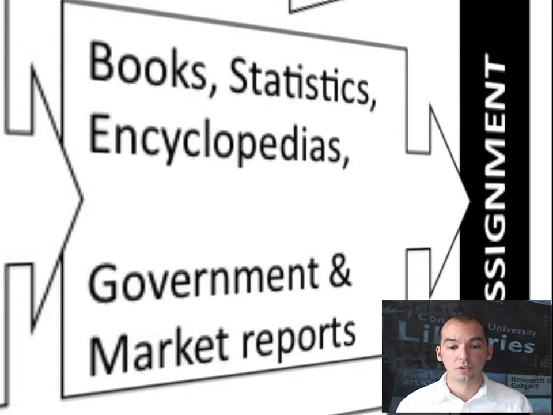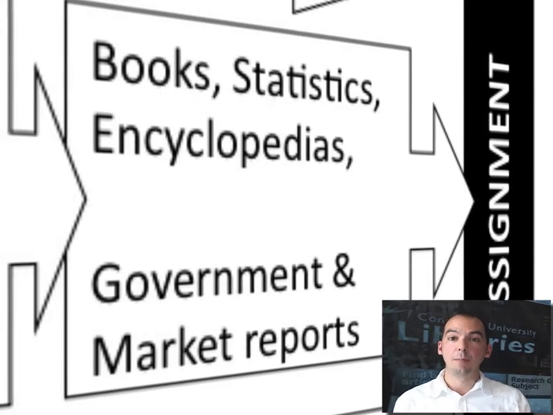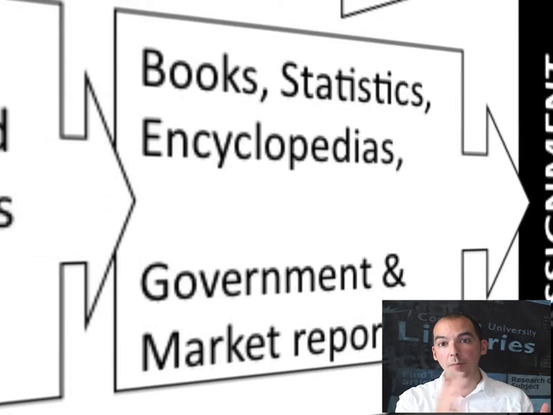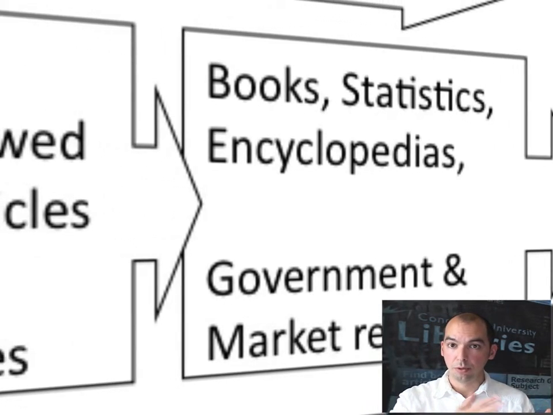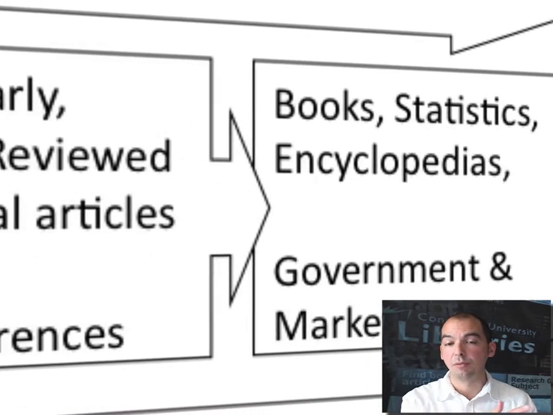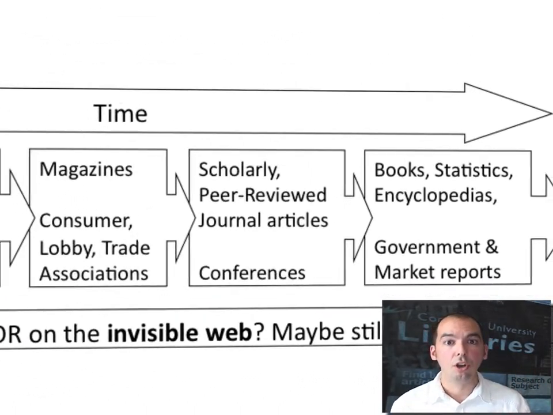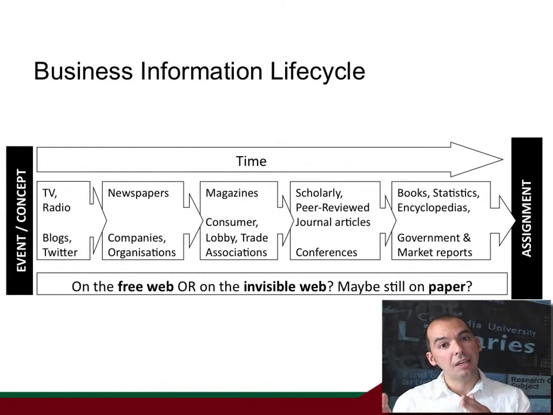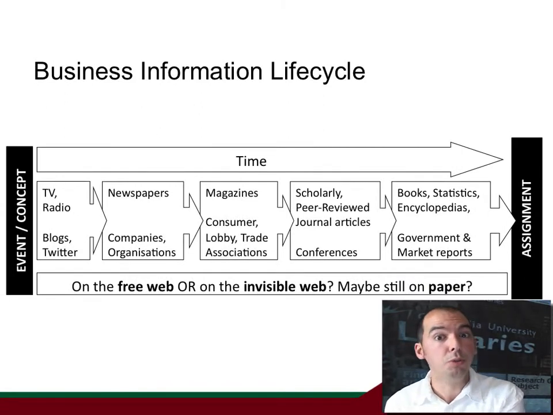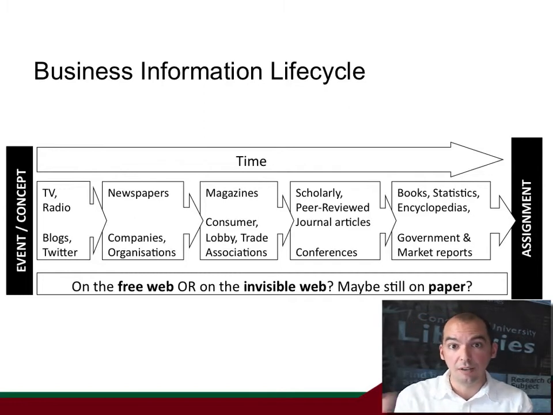So the idea here is, depending on when you're coming into the research process, based on the information life cycle of the event, topic, whatever you're doing, you may have no books or encyclopedias that cover the topic because it's just too recent. It happened too quickly, so it hasn't had time to go through the information life cycle.